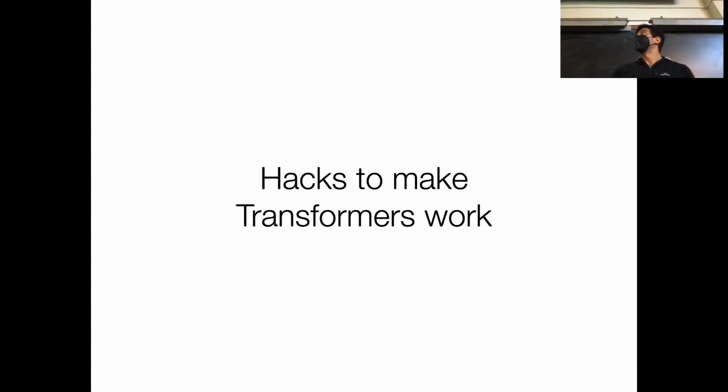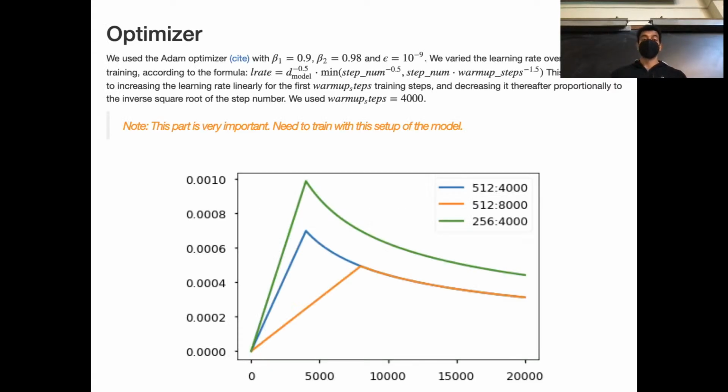I wanted to finish with the hacks because these are hacks, but they're also very important to make the transformer work. The first thing is the learning rate. We talked about the learning rate when we were talking about gradient descent, right? This controls the step size, how much in the direction of the negative gradient we want to go.